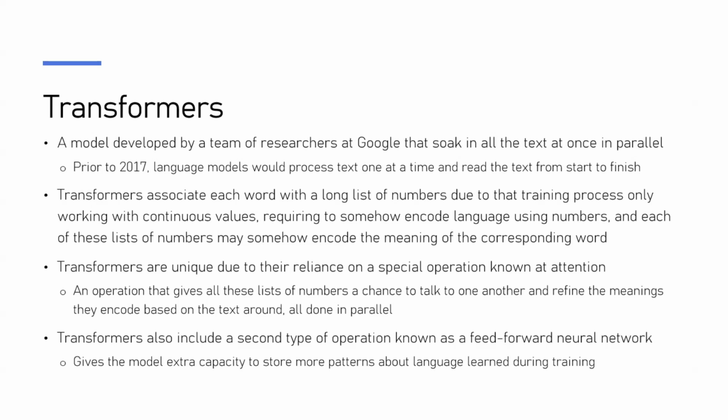Transformers are unique due to their reliance on a special operation known as attention, an operation that gives all these lists of numbers a chance to talk to one another and refine the meanings they encode based on the text around them, all done in parallel. Transformers also include a secondary type of operation known as a feed-forward neural network. It gives the model extra capacity to store more patterns about language learned during training.